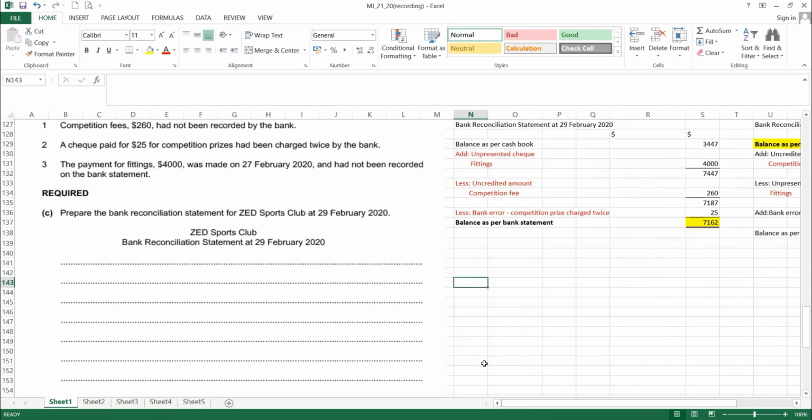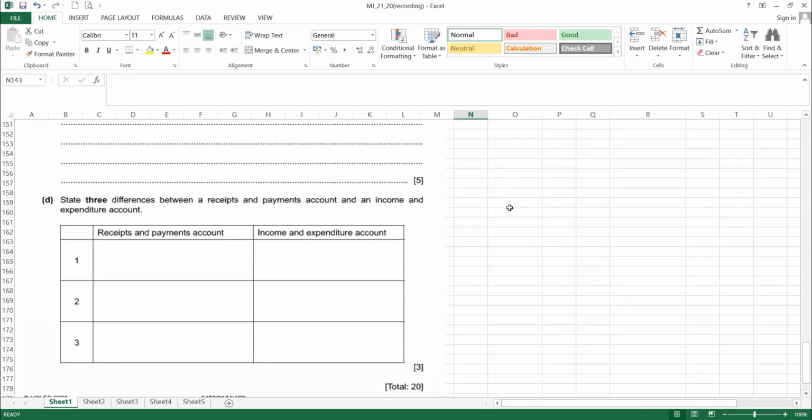Okay, let's continue. State 3 differences between a receipt and payment account and income and expenditure account. Because this question is club account, they use the terms in the club, which is receipt and payment, income and expenditure. Basically, receipt and payment account is just like our cash book.